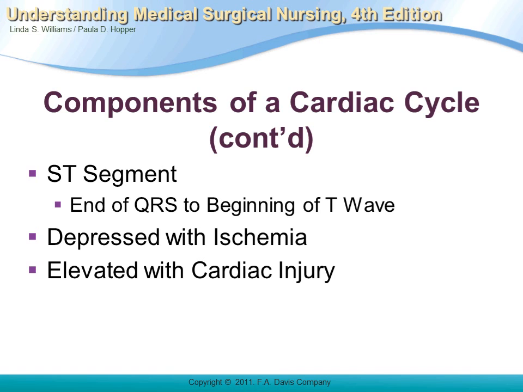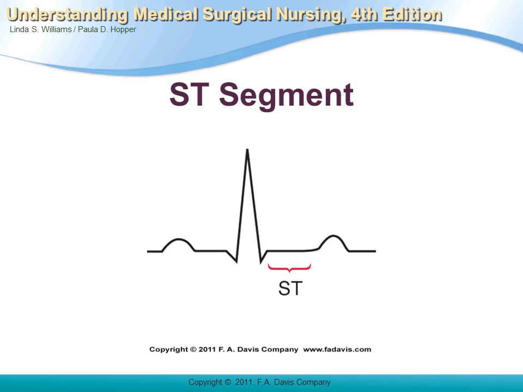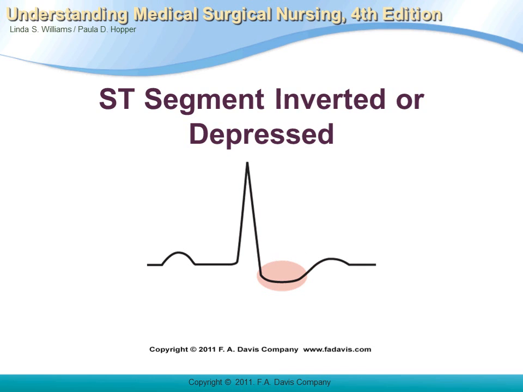Then we have the ST segment. So that is measured at the end of the QRS to the beginning of the T wave. It could be depressed with ischemia, and it could be elevated with cardiac injury. So this is what we talk about, that STEMI, the ST segment elevation. So when that's elevated, that could indicate that there is some type of cardiac injury or a heart attack going on. So this is the ST segment.